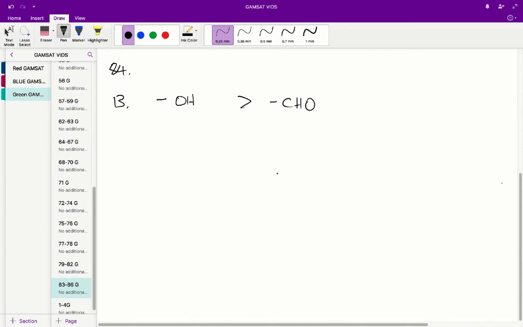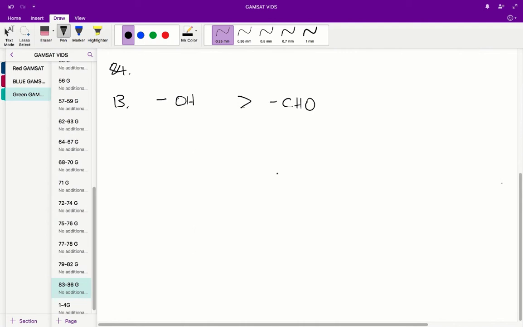Question 84. The most important thing to know for this question is that the higher the atomic number of the atom, the greater the priority. So let's go through a couple of these answers. In C, we have our first bond to carbon, and in the other group the first bond is to bromine. Bromine has a higher atomic number than carbon, so it should have a higher priority, but that's not true in C, so we can rule out C.